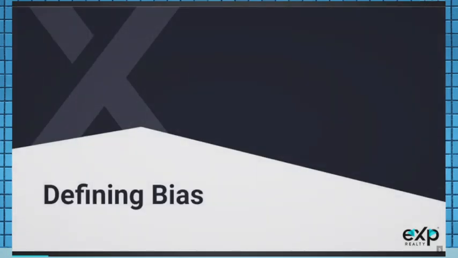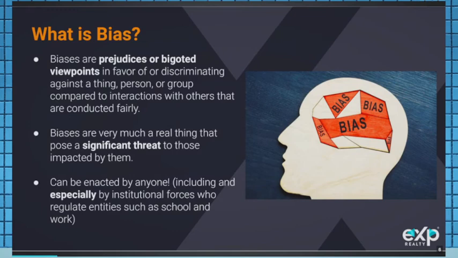So let's talk about what bias is. Biases are prejudices or bigoted viewpoints in favor of or discriminating against a thing, person, or group compared to interactions with others that are conducted fairly. So that's an important note that biases are both in the affirmative and in the negative.